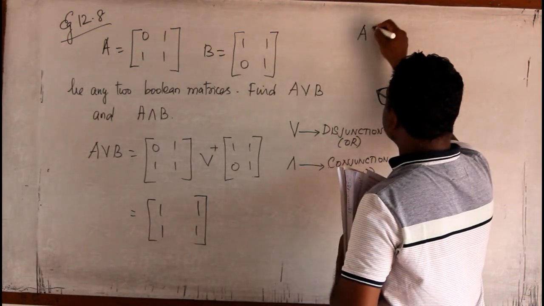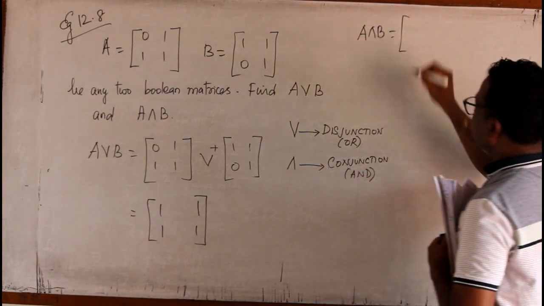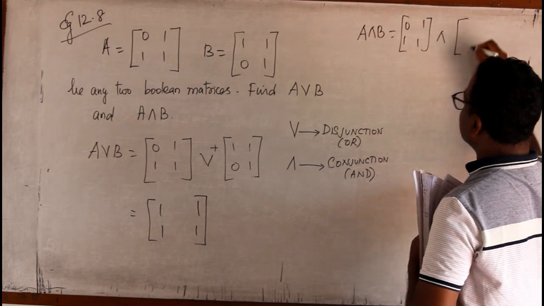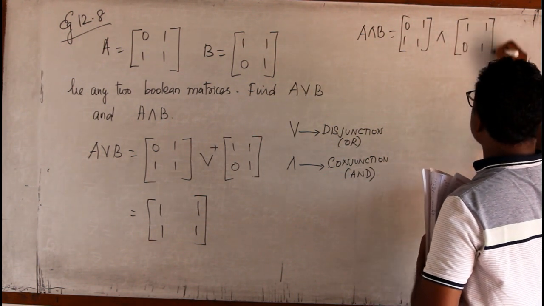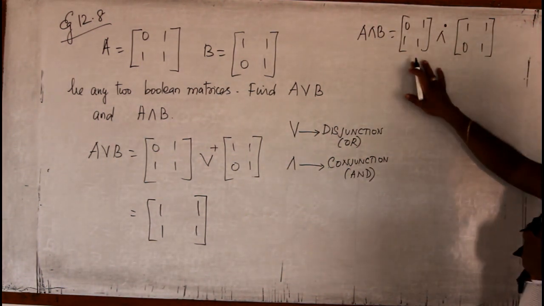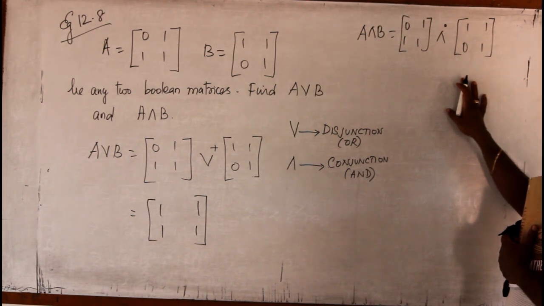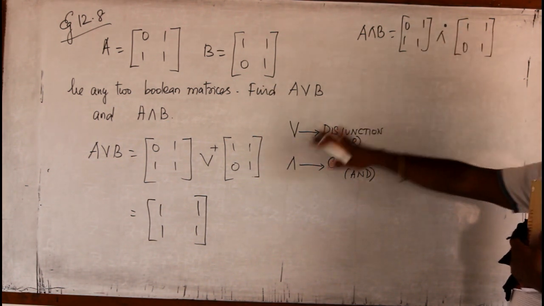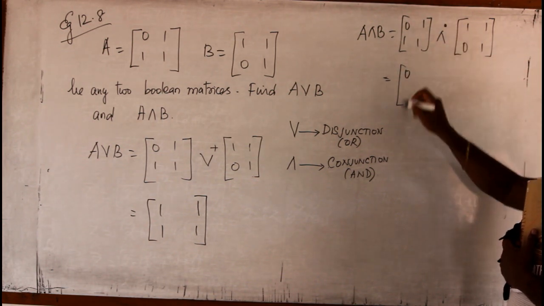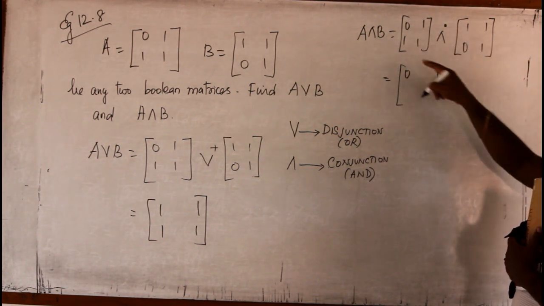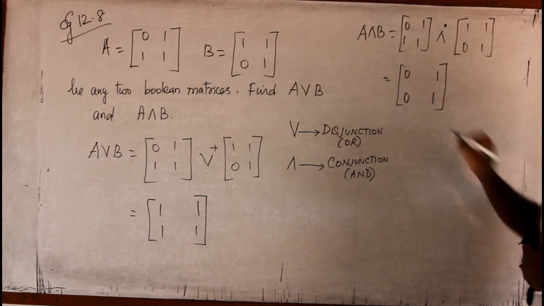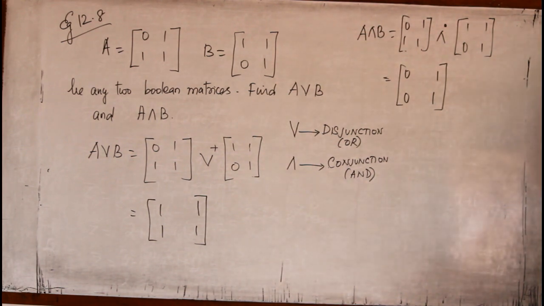Similarly, A conjunction B. Conjunction is 0, 1, 1, 1 and 1, 1, 0, 1. Here AND means into, that means you have to multiply. But here it is not row and column matrix multiplication, just the positions must be multiplied as we did for addition. That is 0 into 1 is 0, 1 into 1 is 1, 1 into 0 is 0, 1 into 1 is 1. That's all. This is called operations on Boolean matrices.